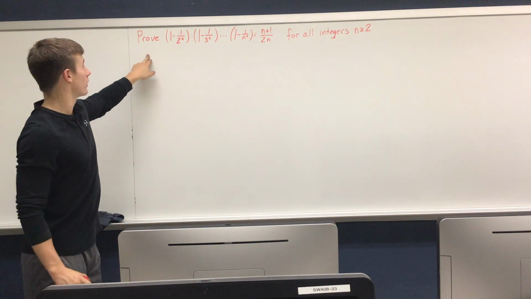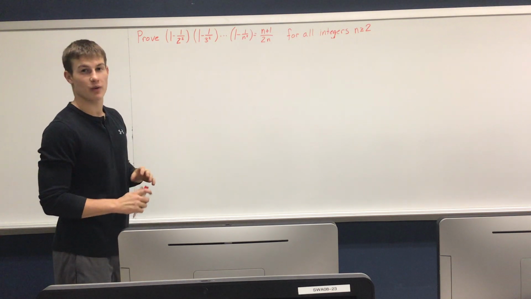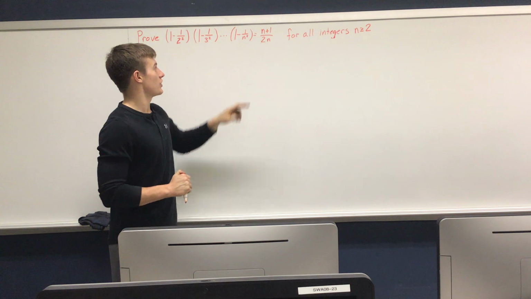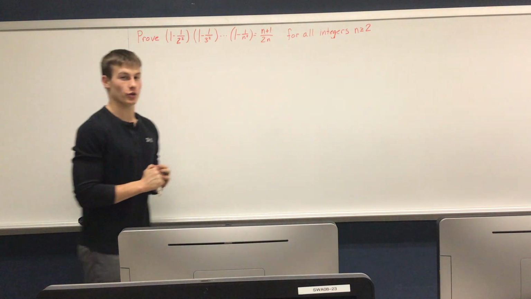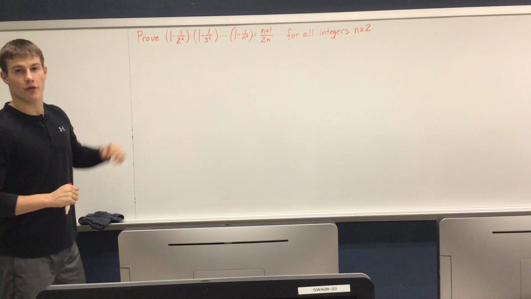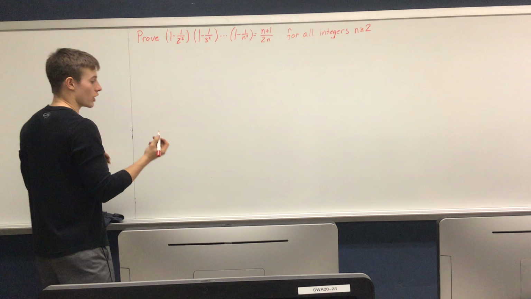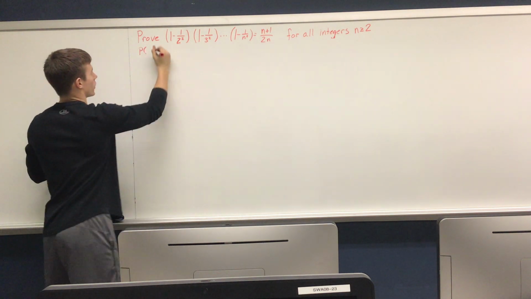Today we're going to prove that (1 − 1/2²)(1 − 1/3²) all the way to (1 − 1/n²) is equal to (n + 1)/(2n) for all integers n greater than or equal to 2. Now this is a proof we're going to want to solve by mathematical induction. In order to start that process, we want to find the P of the lowest term.